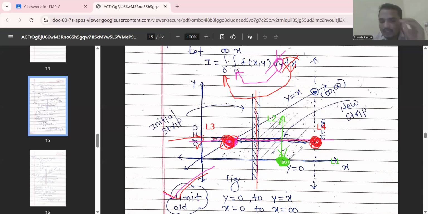And what is the line? If you are moving, the limit of x is already completed. That is a limit for y.